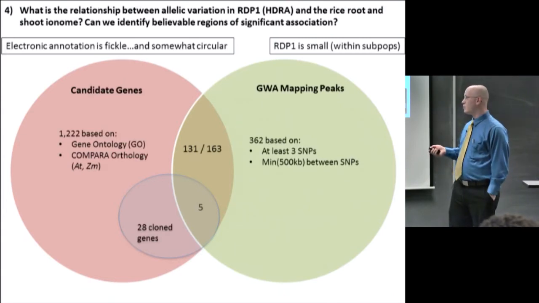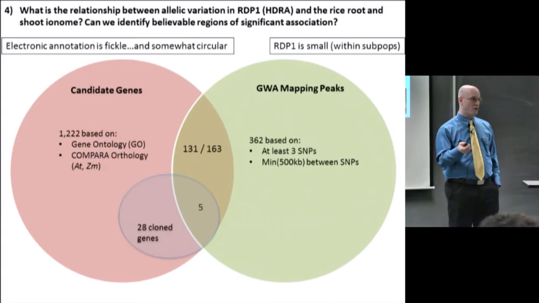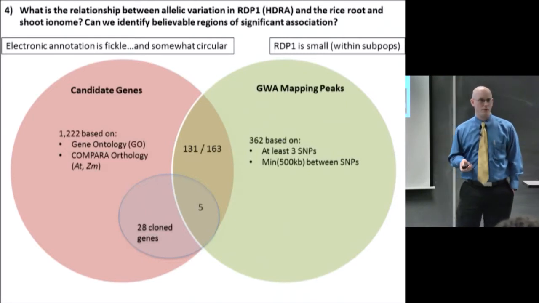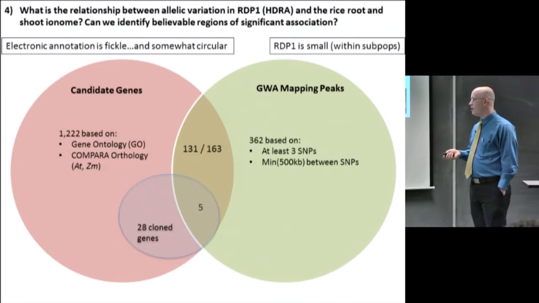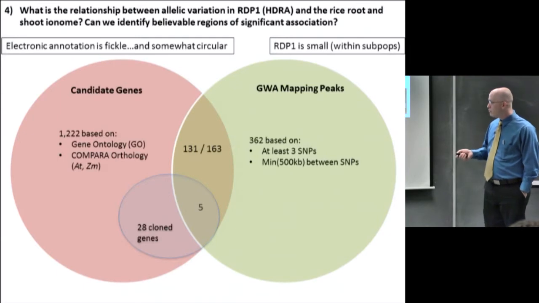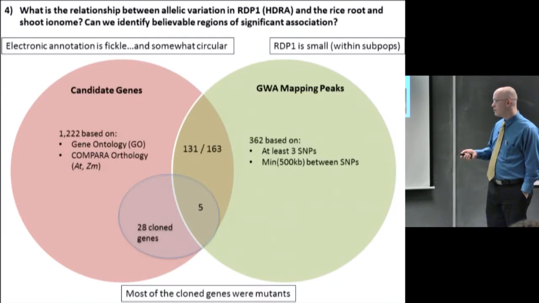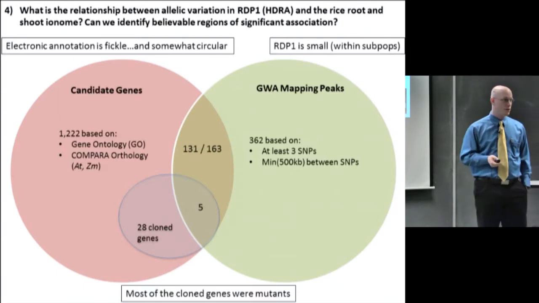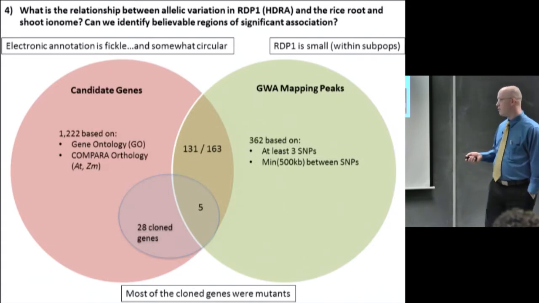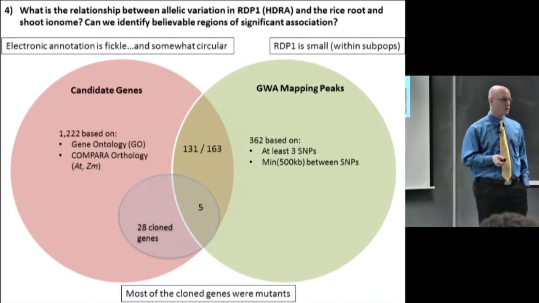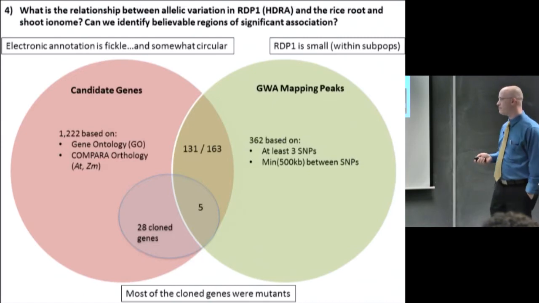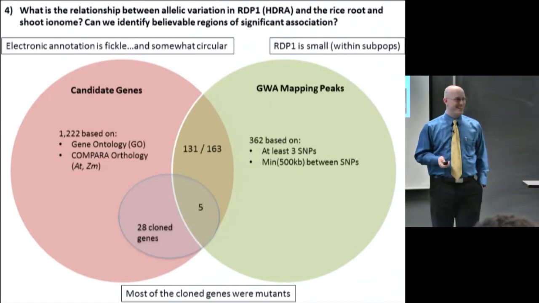Okay? So we also don't believe necessarily that we're finding all of the regions of the genome that are significant for ionomic uptake. And then thirdly, these 28 cloned genes have all been cloned, not all of them, most of them have been cloned using mutants. And so there's no evidence necessarily that natural variation of these genes is also controlling ionomic variation. Okay, back to the GWAS.